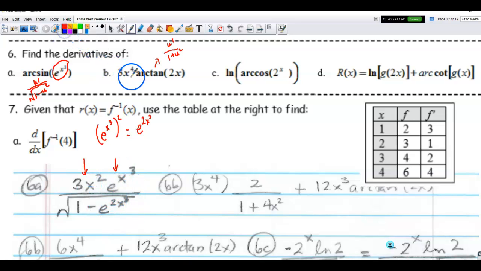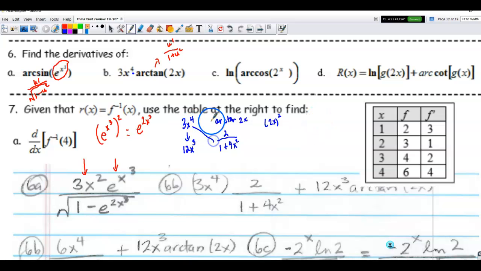In letter B, I hope you spy a product. We're multiplying 3x to the 4th by arctangent of 2x. So you could do the first factor, 3x to the 4th, and then arctangent of 2x. The derivative of 3x to the 4th by the power rule is 12x cubed. The derivative of arctangent is u prime, so that would be 2 over 1 plus, and then 2x squared would be 4x squared if you simplify it.